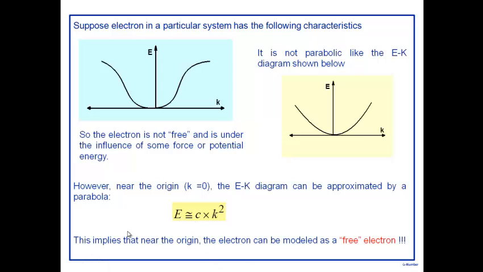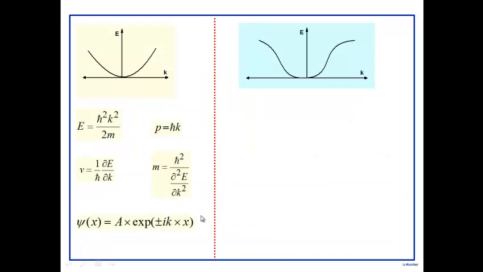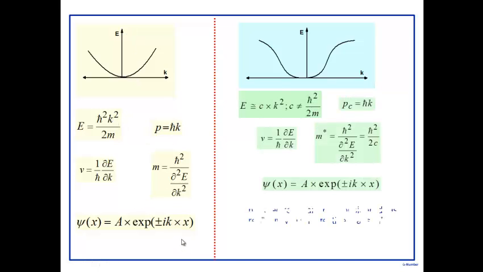So what I do is, it implies that near the origin, the electron can be modeled as a free electron, but with a different mass. Okay? So this is the analogy that we are building. This is my free electron. All these things that you see about a free electron. And what we are saying is E equal to ck square near the origin. And C is not equal to h bar square by 2m. It's not free, mind you.